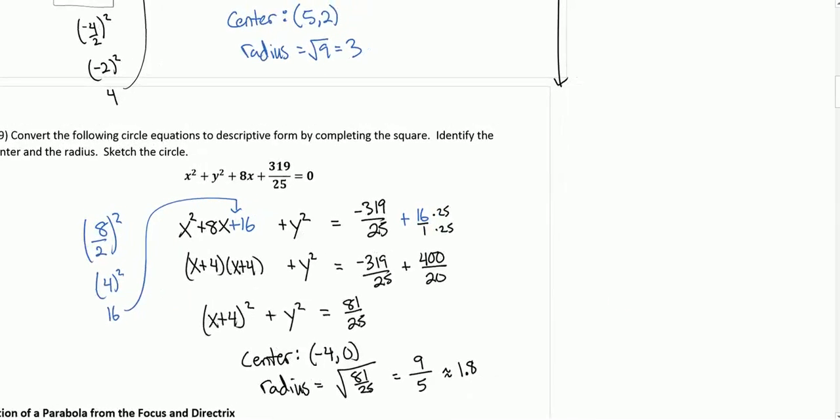So now we can sketch that. Center at negative 4, 0. Go roughly 1.8 in each direction. Something like that.